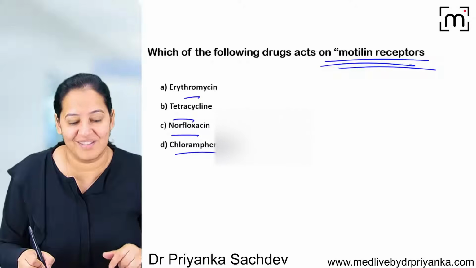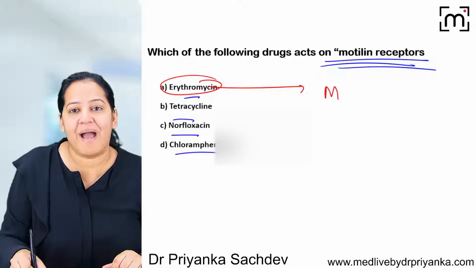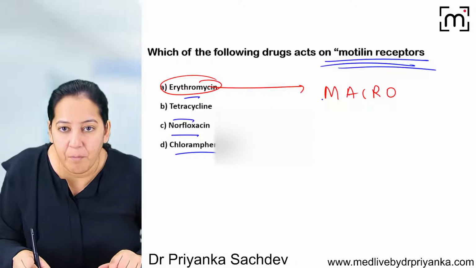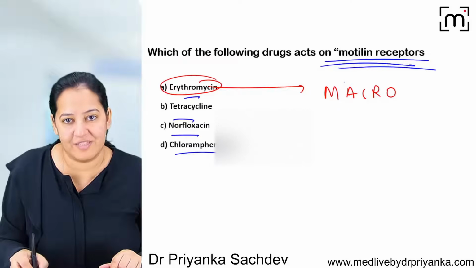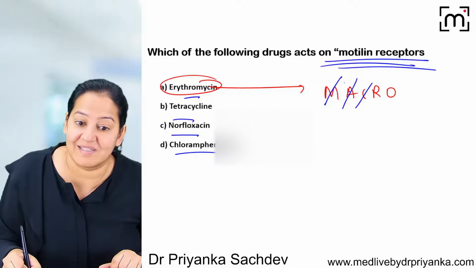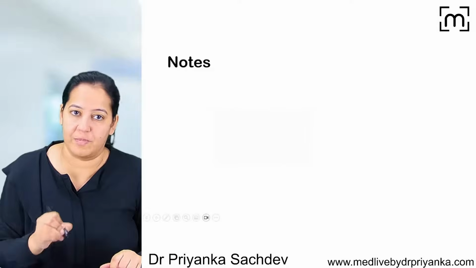Motilin receptors, where did that come up? Yes, the correct answer is erythromycin, which is one of the macrolides. The mnemonic is macro. These are the side effects. M stands for motilin receptor agonist. This one is allergy. This one is cholestasis, that is jaundice, and reversible ototoxicity. So the correct answer is erythromycin.